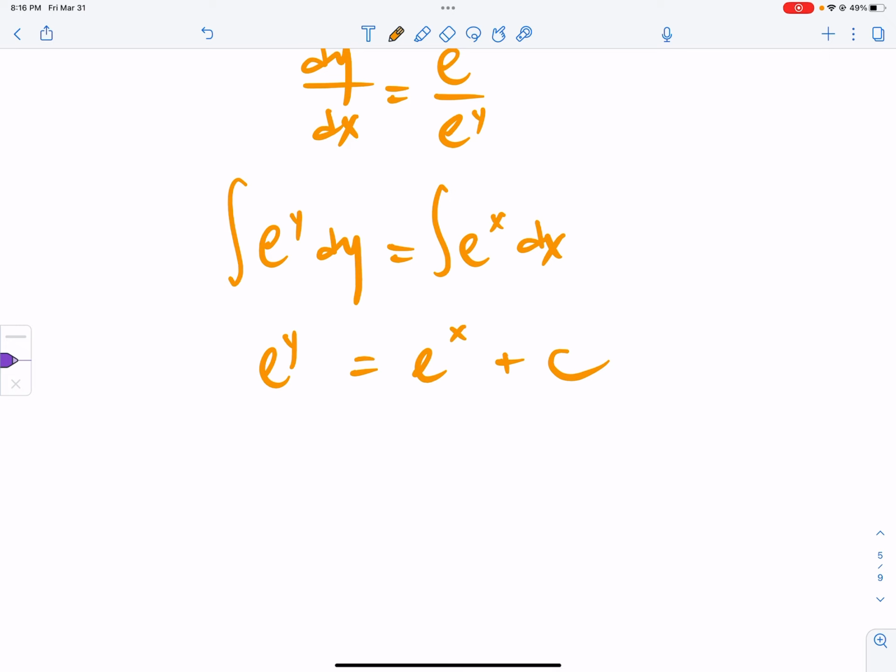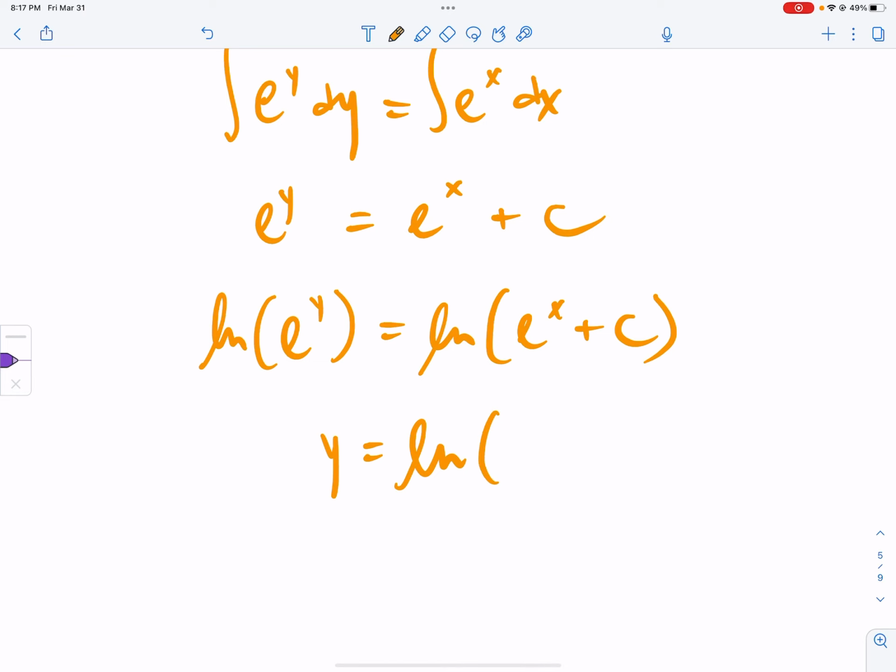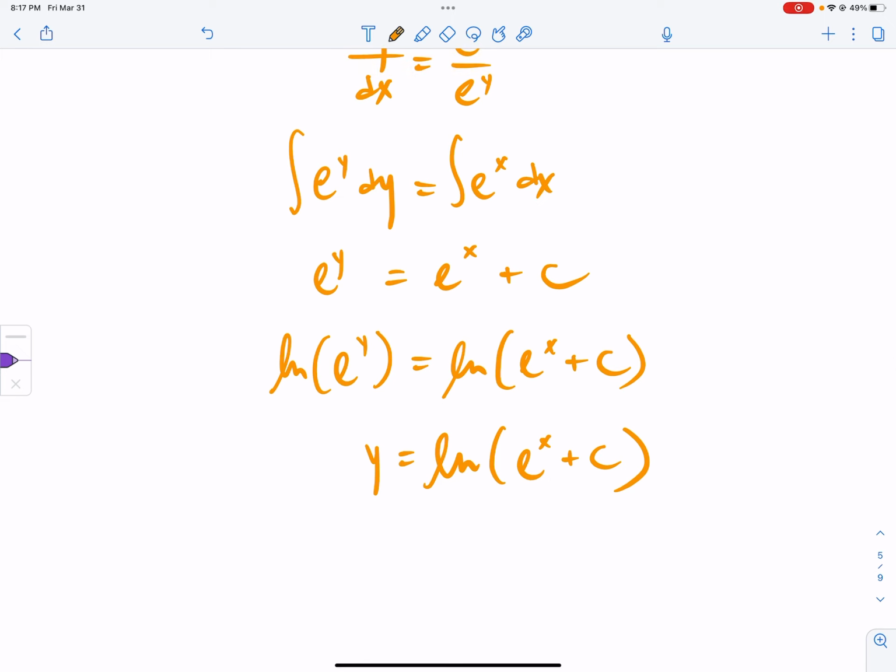Okay, we want to get to y equals, so we could think about taking the natural log of each side of the equation here. And then the left-hand side would just become y, right? I'll write that step out. Thinking about taking the natural log of each side of the equation, the left-hand side is just y. So y equals the natural log of e to the x plus c. And that is our general solution. We have y equals.